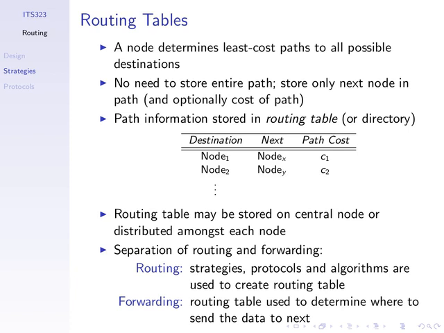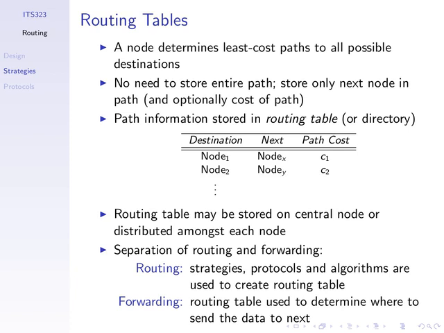How did we calculate least cost routes? In our case, we could do it manually. In a real network, we'd use an algorithm to do that for us. Then we store that information in routing tables. Where are those routing tables?